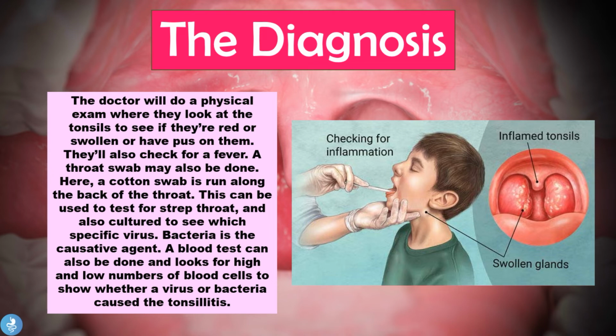So blood tests can also be done, and this will check for high levels of specific white blood cells. So if we have a bacterial tonsillitis, we will have an increase in the white blood cell count, as well as specifically the neutrophils. And if we have a viral tonsillitis, we will have an increase in the white blood cells, as well as an increase in the lymphocytes in these patients.